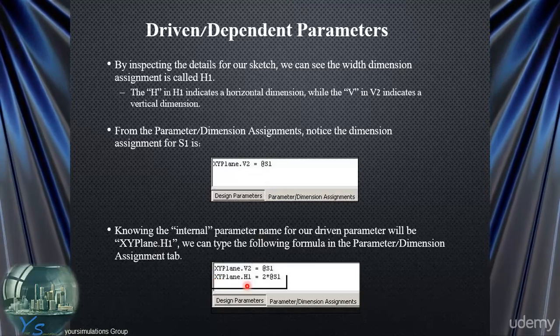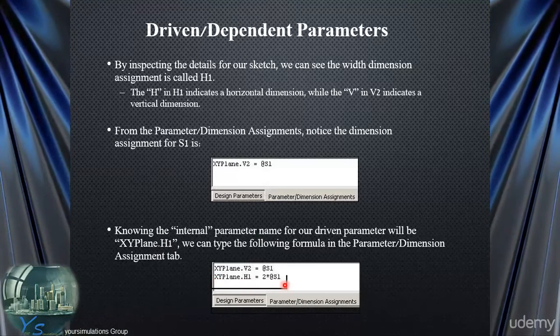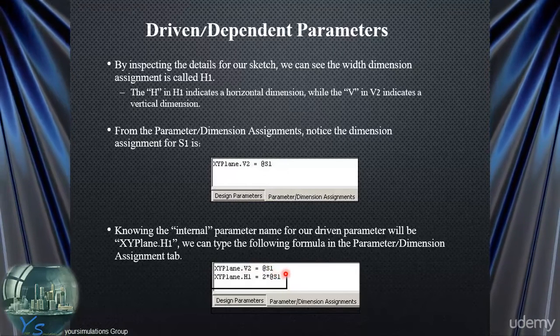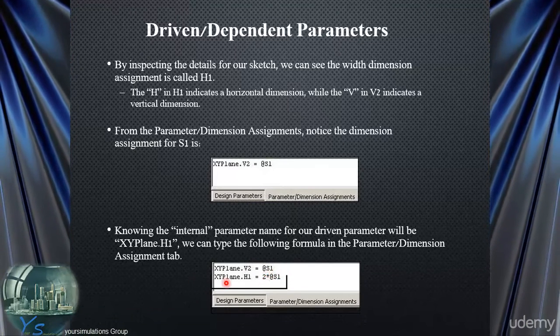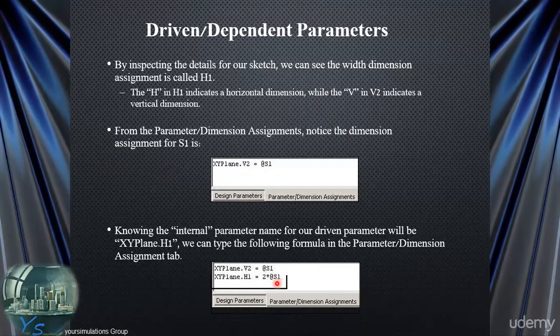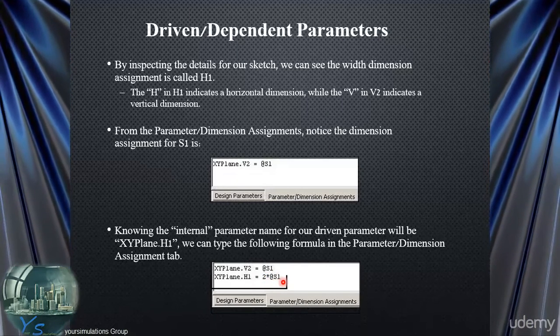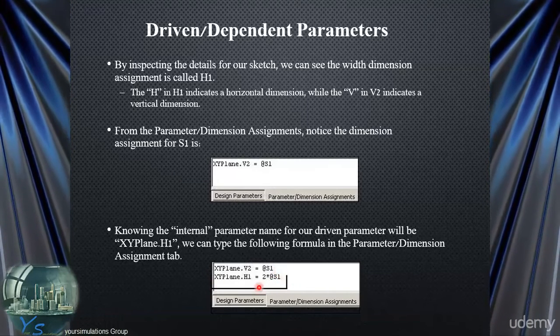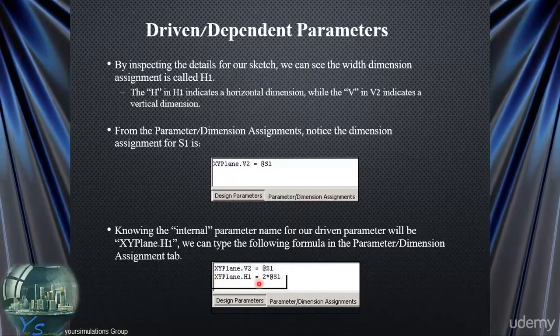So if we know the internal parameter name, xy plane.h1, we can then assign that to the external parameter name, in this case S1, and we can say that xy plane.h1 is equal to 2 times S1. So this ensures that it's always twice the value of the original V2 value parameter.